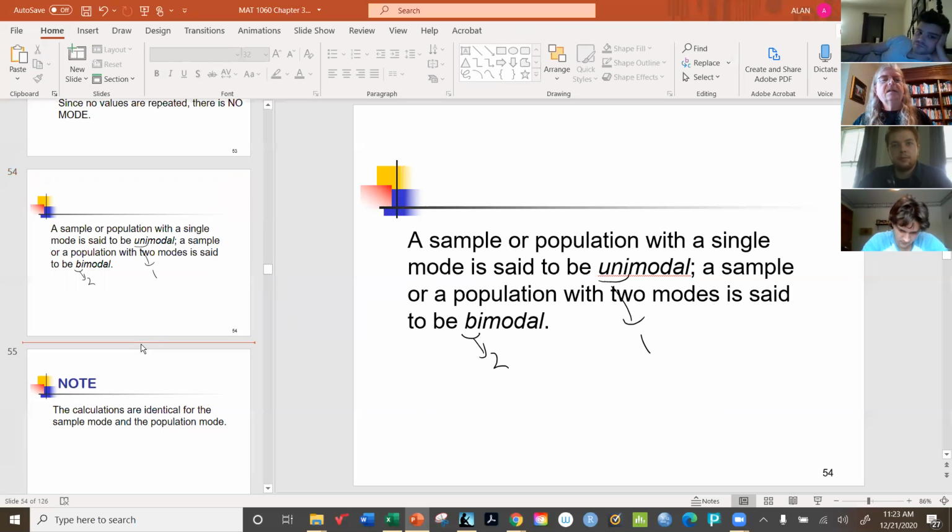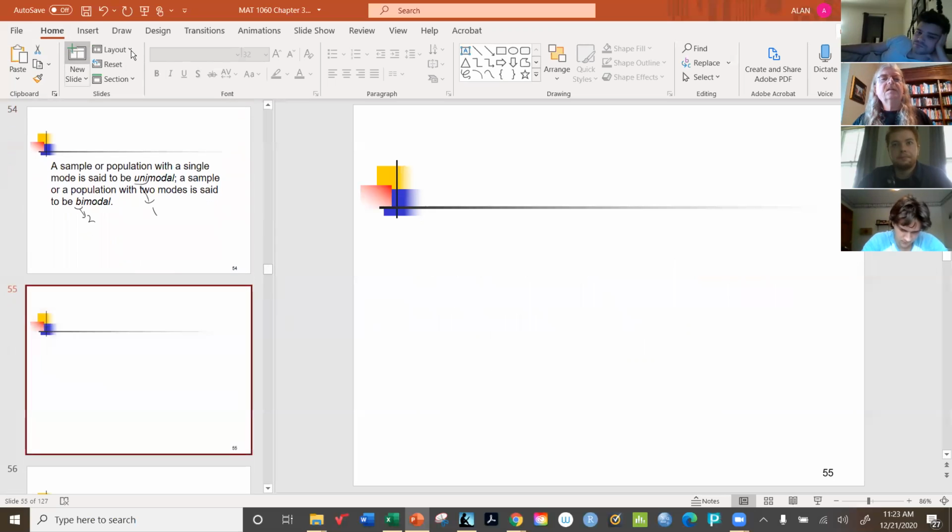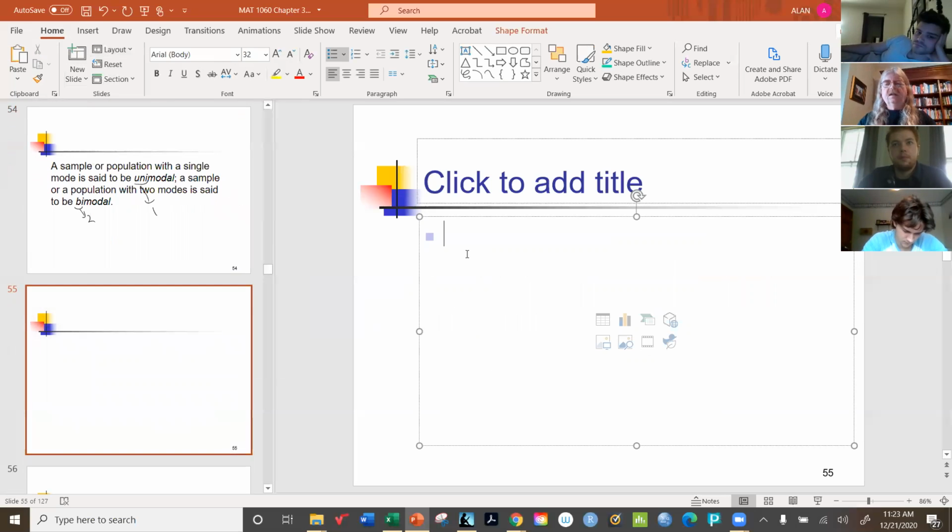Okay, so oh, here we go. I think I see a chat. Yes, it would. Exactly. 3 modes would be trimodal. They all have a proper name associated with them. I'm not sure what 4 modes would be. It might be quadrimodal or something like that. We'd have to look it up, but yes, that's absolutely correct.